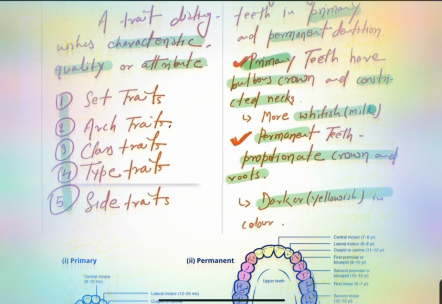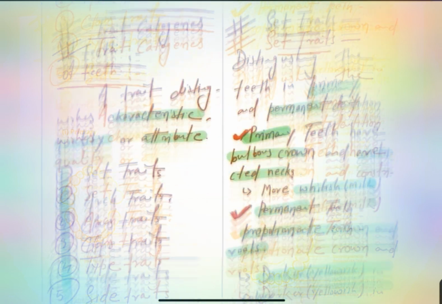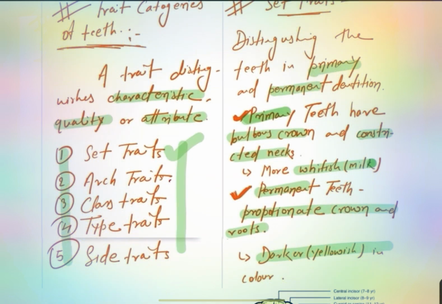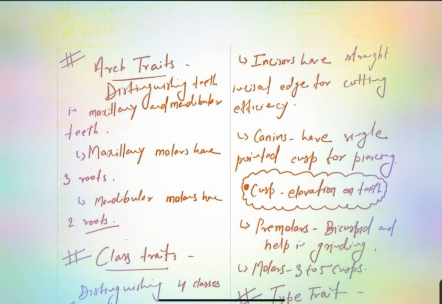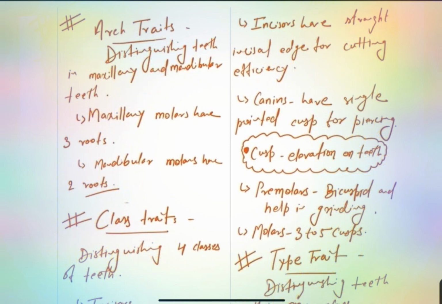Just remember these things. This is the trait category. We have finished set trait, then arch trait, class trait, type trait and side trait. So second is the arch trait. Arch trait distinguishes teeth in maxillary and mandibular teeth. Clear? See, there are 2 arches: maxillary, the upper arch; mandibular, the lower arch. So arch trait is distinguished.